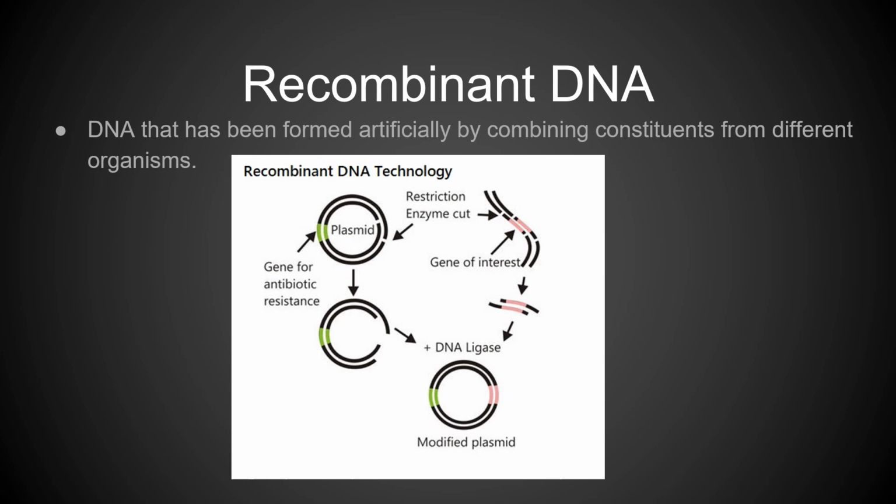DNA has been formed artificially by combining constituents from different organisms. This is when scientists take a gene they want and splice it into an organism that doesn't normally have it. We use this process for many uses today. For example, to produce large amounts of insulin for diabetes, scientists insert the gene for insulin into a bacterium, which would then produce it. This insulin keeps diabetics alive and healthy.